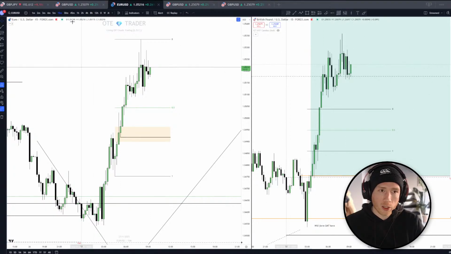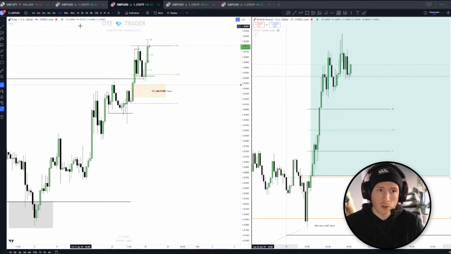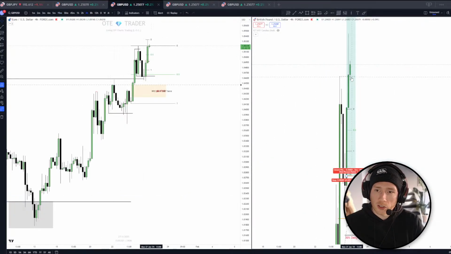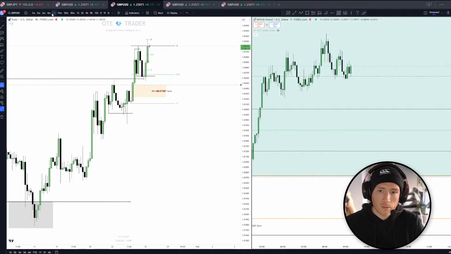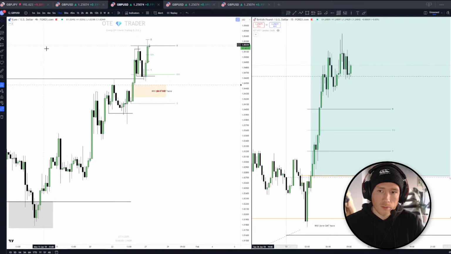Well, the 4-hour candle closed above this high, which is an indication that there's a likelihood that we're not going to retrace, we're just going to expand. This is just my opinion.